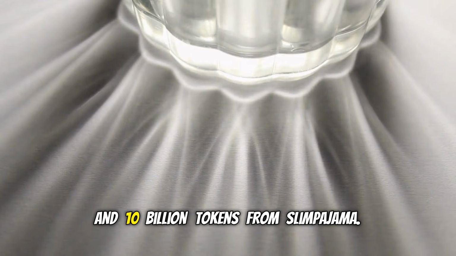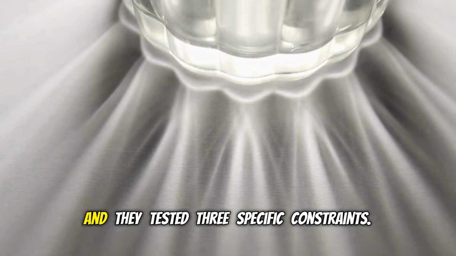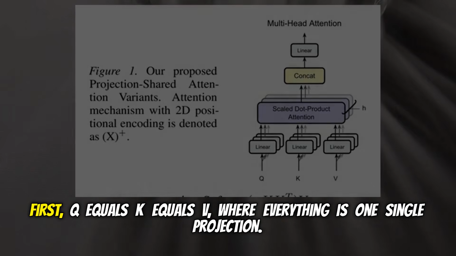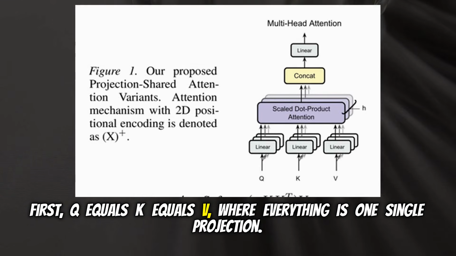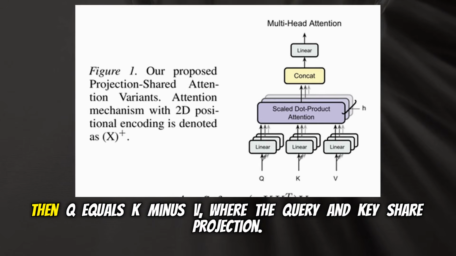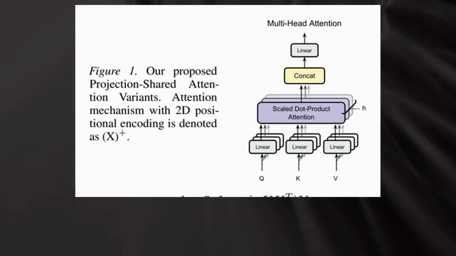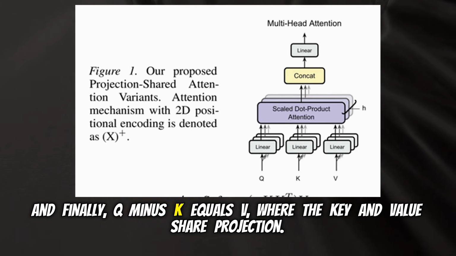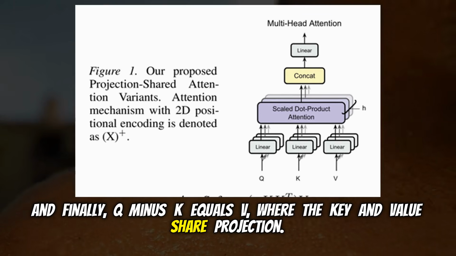Yeah, exactly, on 10 billion tokens from Slim Pajama. And they tested 3 specific constraints. First, Q equals K equals V, where everything is one single projection. Okay. Then Q equals K minus V, where the query and key share a projection. And finally, Q minus K equals V, where the key and value share a projection.